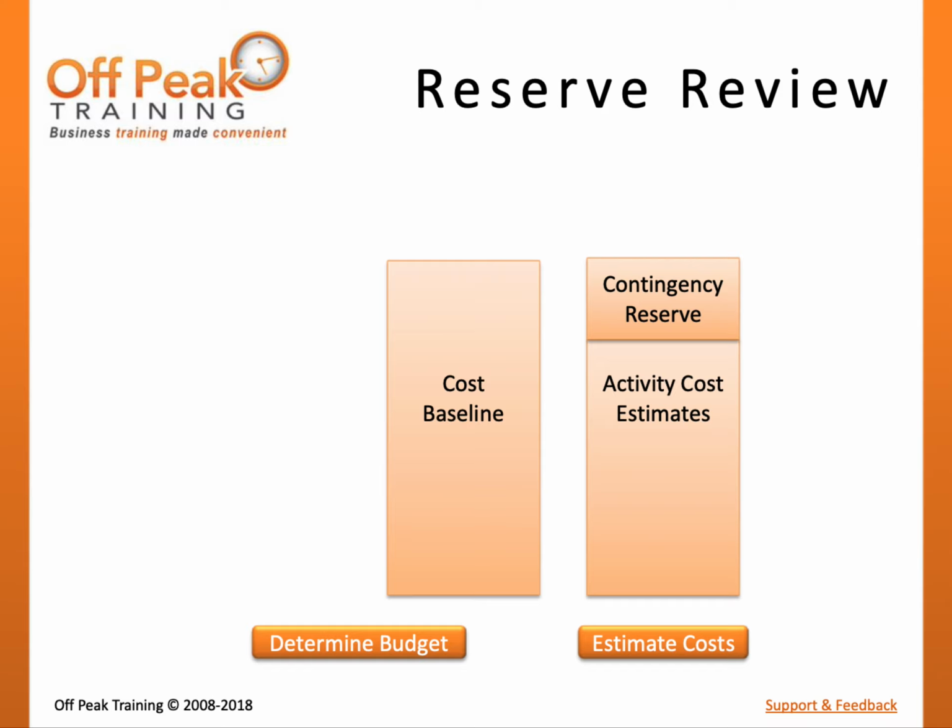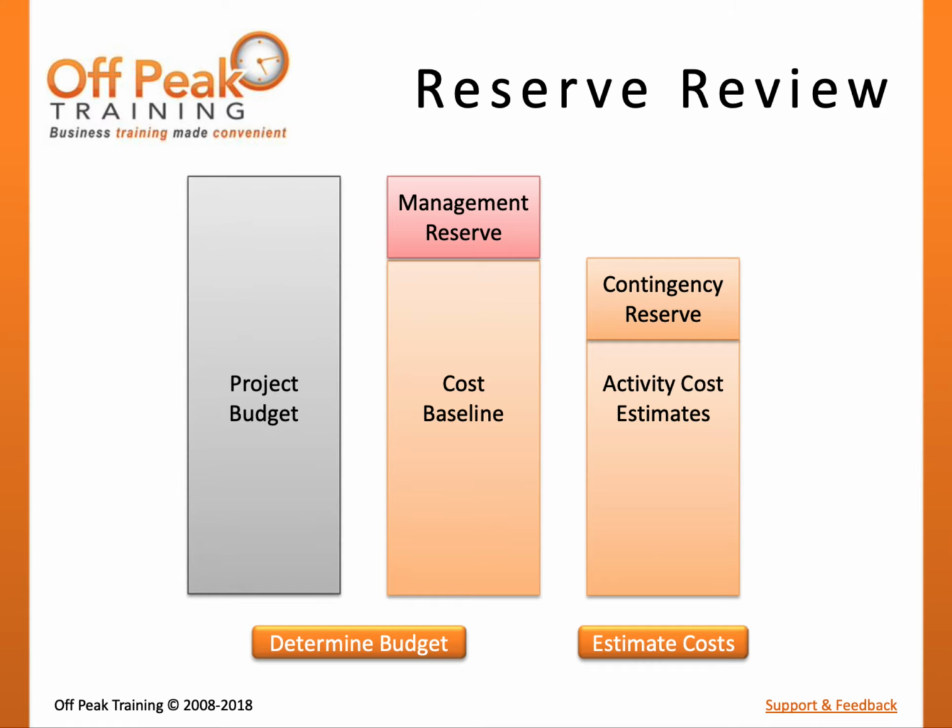The project stakeholders may choose to allocate additional funds to the project to cover possible unidentified risks, known as management reserve. Unidentified risks are sometimes referred to as unknown unknowns. These funds are not part of the cost baseline, but are considered to be part of the project budget. If an unknown risk event occurs, an approved change request will be required to add this money to the baseline.